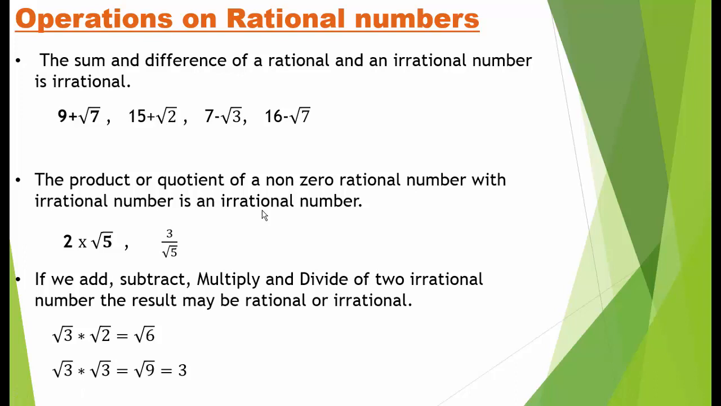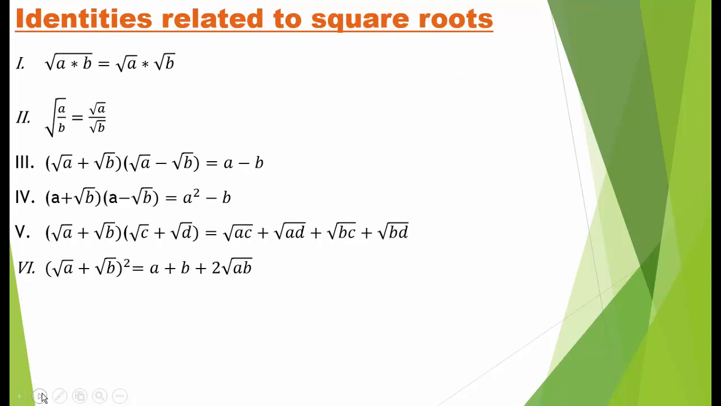And if we add, subtract, multiply and divide two irrational numbers, the result may be rational or may be irrational. And then we have discussed identities related to square roots.